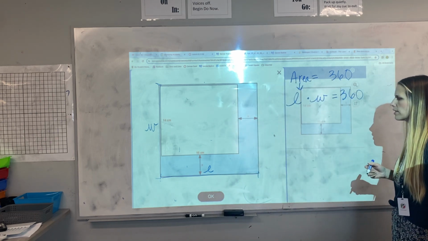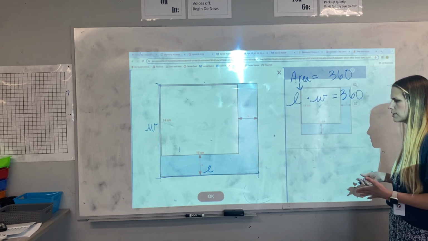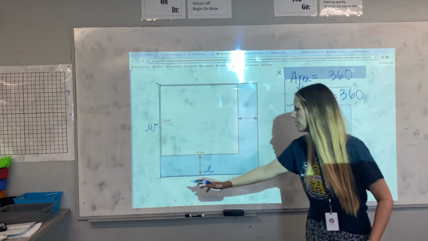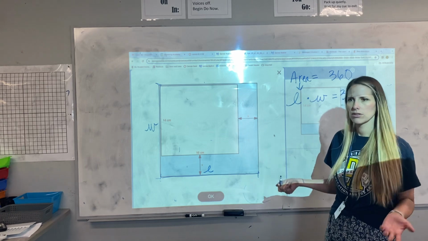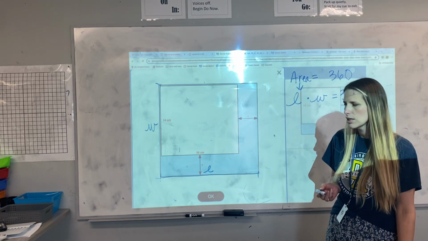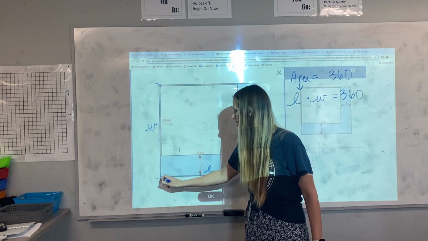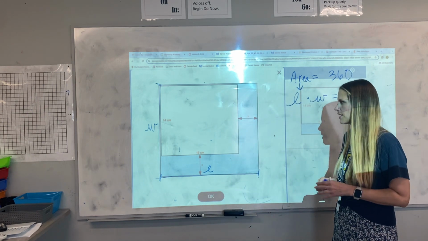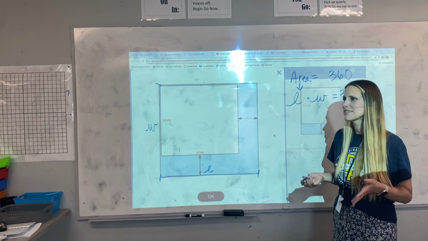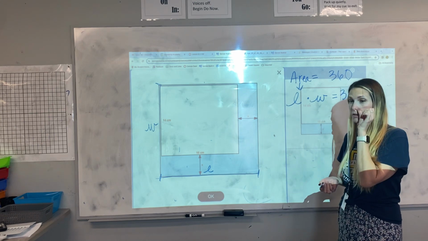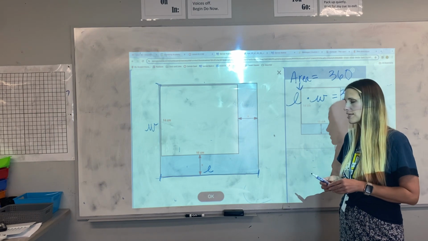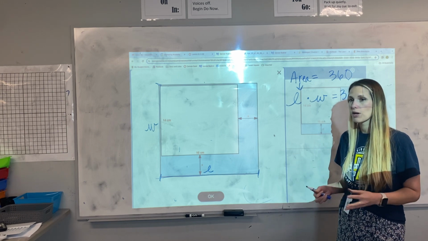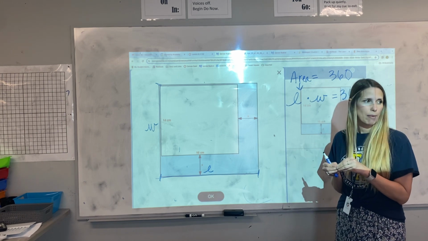So let's focus on our length first. Does it give us an exact value for the length? Does it say from here to here it measures 25 centimeters or anything like that? Does it give us information? No, it does not tell us what the length is with an actual number. It gives us pieces of a puzzle that we can put together to represent the length. What are those pieces of the puzzle?